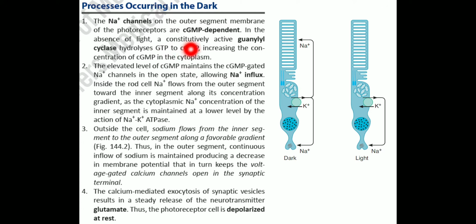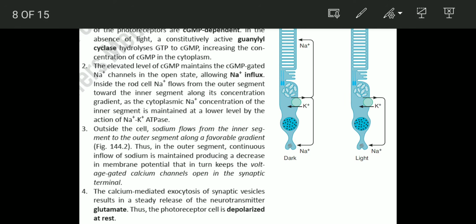Constitutively active guanylyl cyclase converts GTP to cyclic GMP, and this increases the concentration of cyclic GMP in the cytoplasm. The elevated level of cyclic GMP maintains the cyclic GMP gated sodium channels in the open state. This allows sodium influx, so there will be an increase in sodium influx. I'll be discussing how this takes place on a molecular level in the next slides.